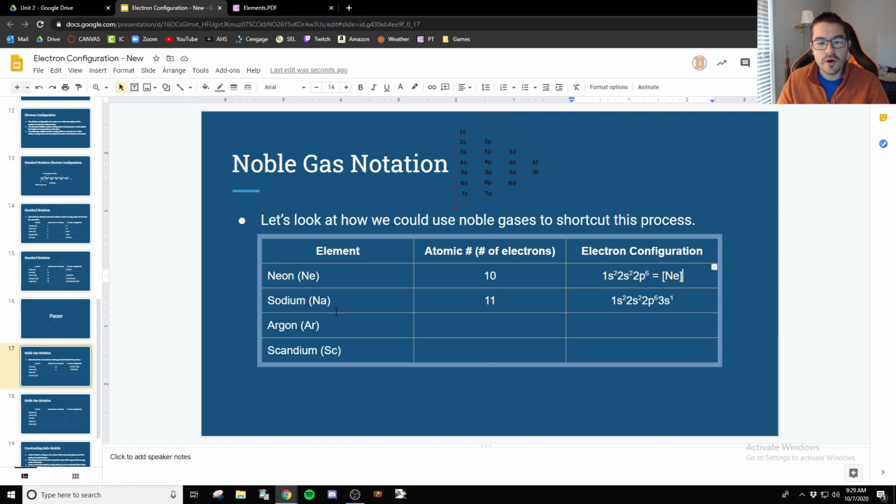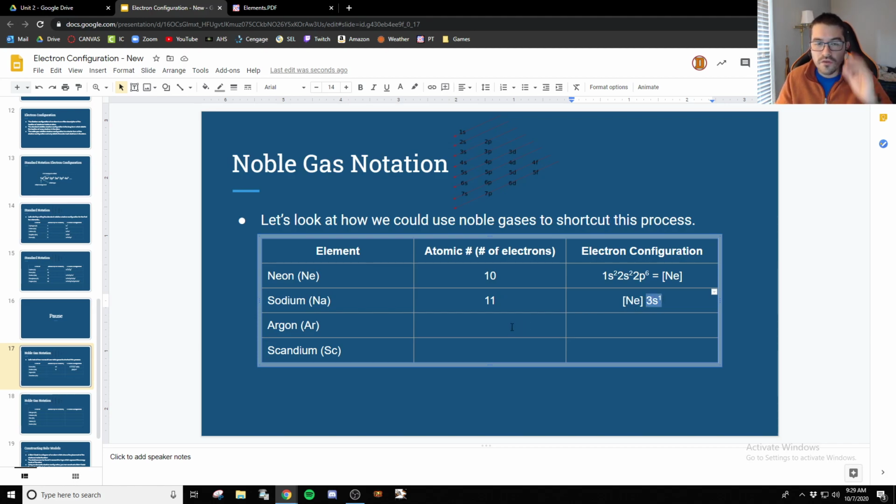So to write the noble gas notation for sodium, I'm going to substitute this part, which is the same as the electron configuration for neon, with the symbol for neon, and then I just have that one extra electron left over. So this right here represents the electron configuration for neon. And so that's what I've included. So that is Ne in brackets. So that's what I have here, and then this is the 11th electron.